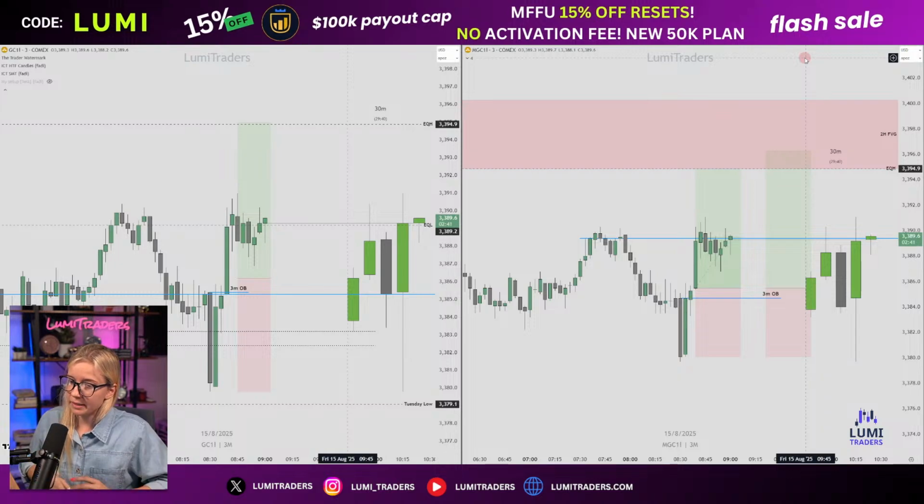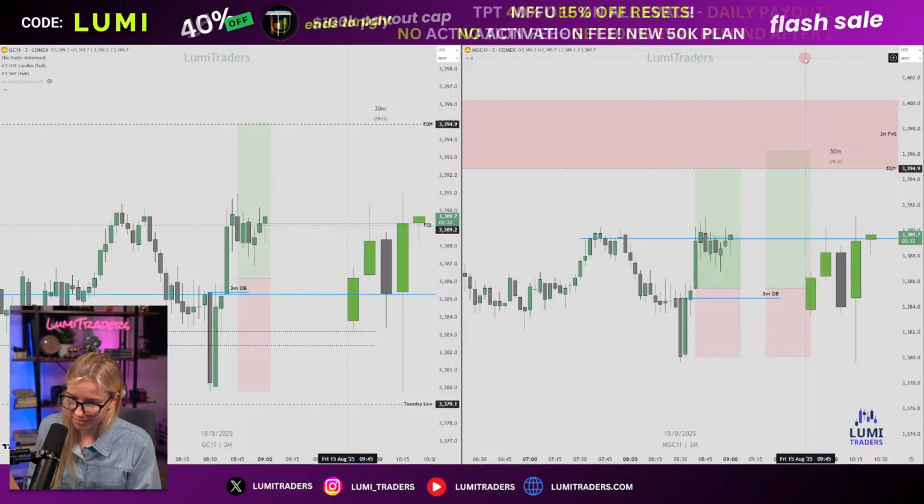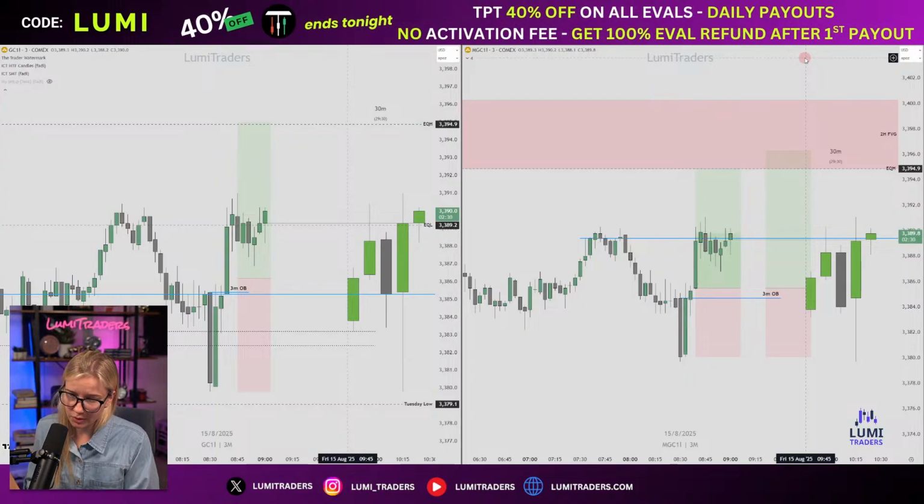So as I said before, I have no idea what kind of bias I have on NQ and ES. I was trying to find any setup. No, not for me. I just don't know.